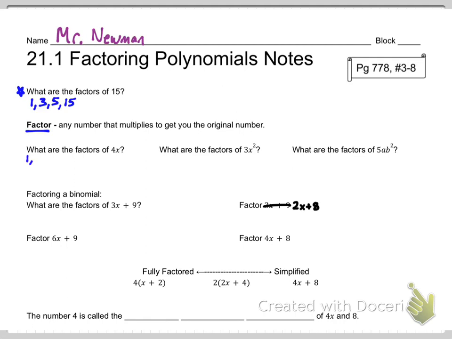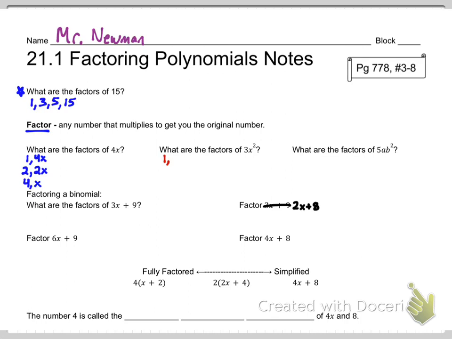What are the factors of 4x? Well, 1 is a factor. 4x is a factor because 1 times 4x equals 4x. But there are other factors. We could also say 2 is a factor, and 2 times what equals 4x? Well, that'd be 2x. So 2 and 2x are both factors because you can multiply them to get 4x. 4 and x are also factors. Notice how 4 is different than 4x.